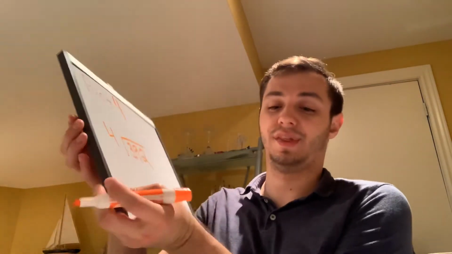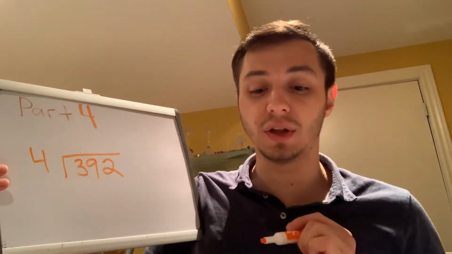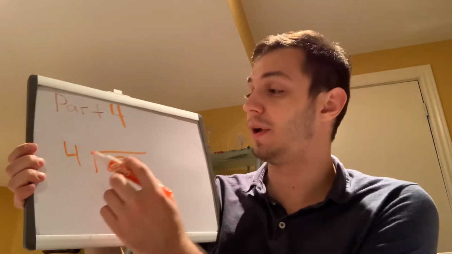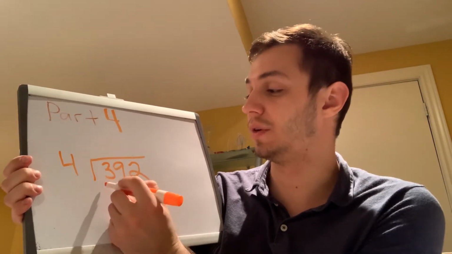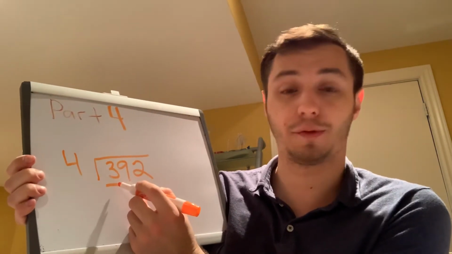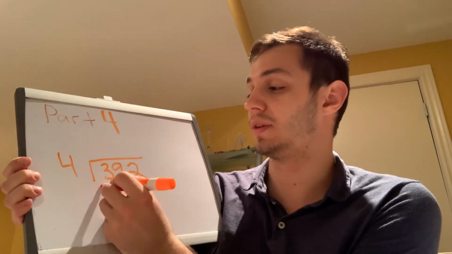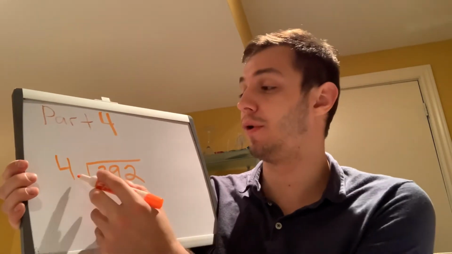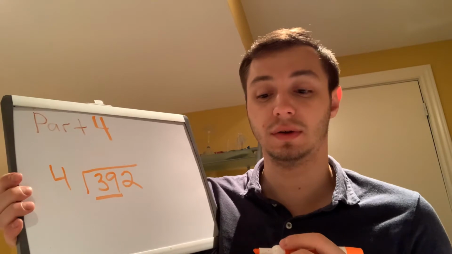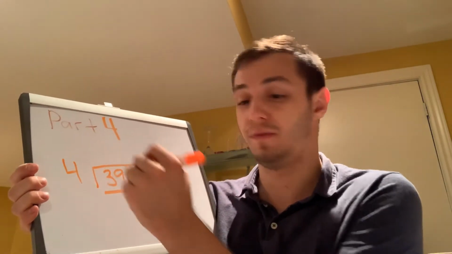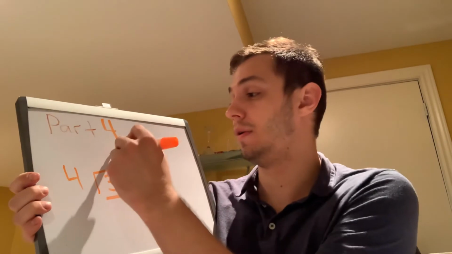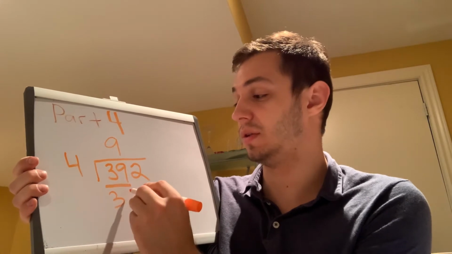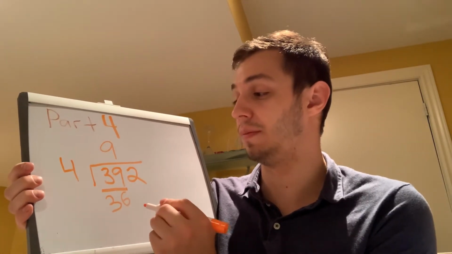So now we have this. The underlined part is 39. The reason they have 39 underlined is, we're going to look at the 4 and try to divide it into the first number. 4 cannot divide into 3, so what we're going to do is look at the next two numbers. 4 can divide into 39. 4 goes into 39 how many times? 9. 4 multiplied by 9 will give us 36. So I'm going to write the 36 right underneath.